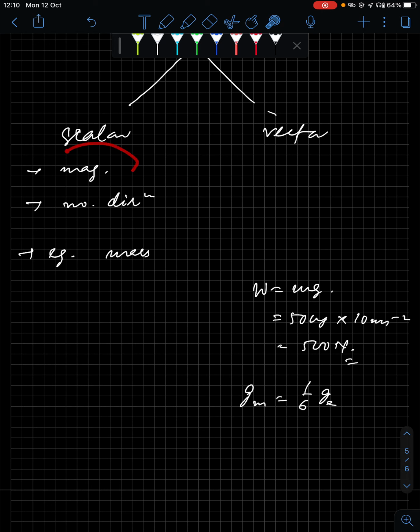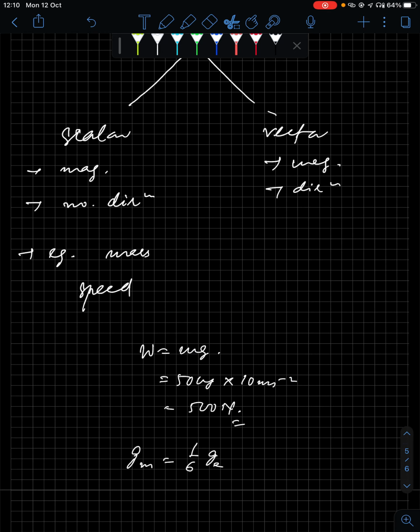So scalar quantities have magnitude, they have no direction, and examples can be mass, length, time. These are all scalar quantities, right? Whereas vector quantities do have magnitude and do have direction. Now you see, speed is a scalar quantity, but velocity is a vector quantity. Distance is a scalar quantity. Displacement is a vector quantity, right?